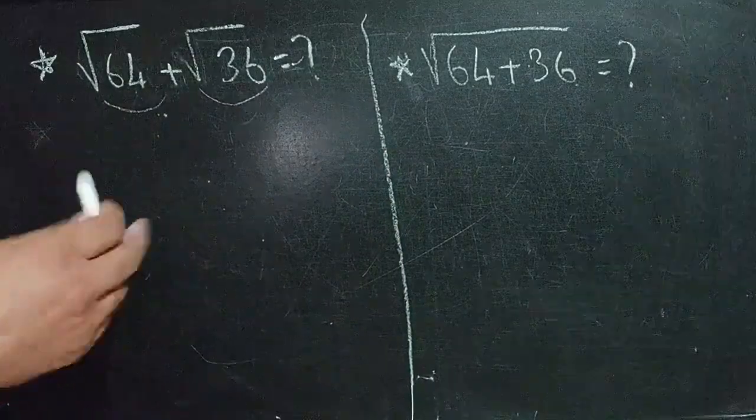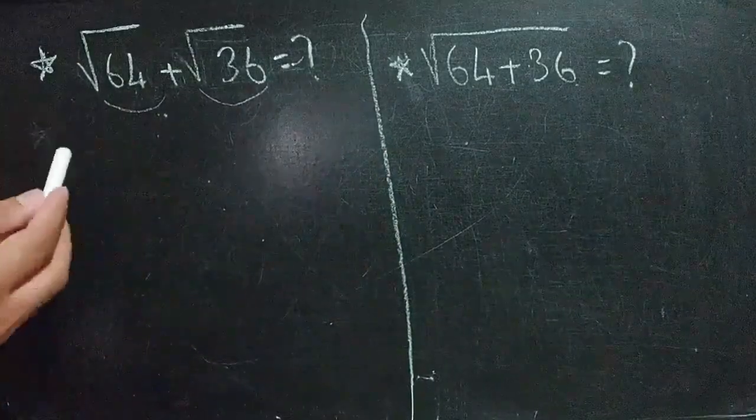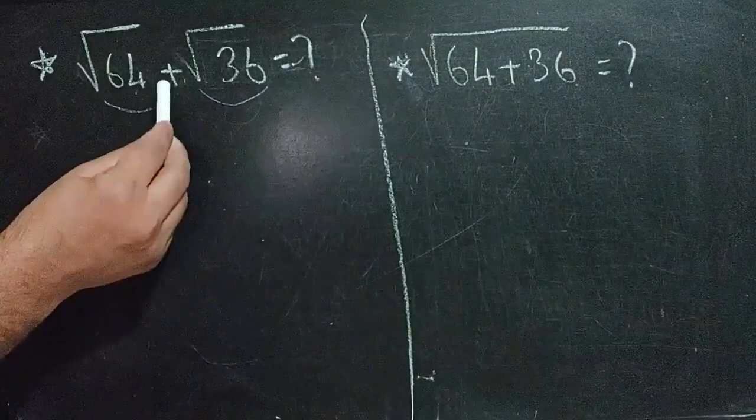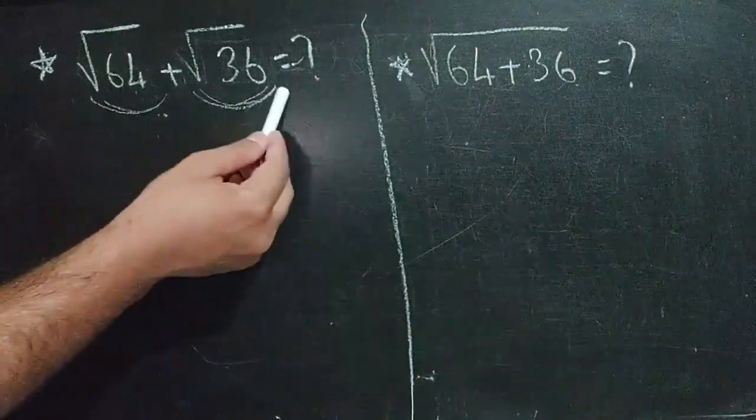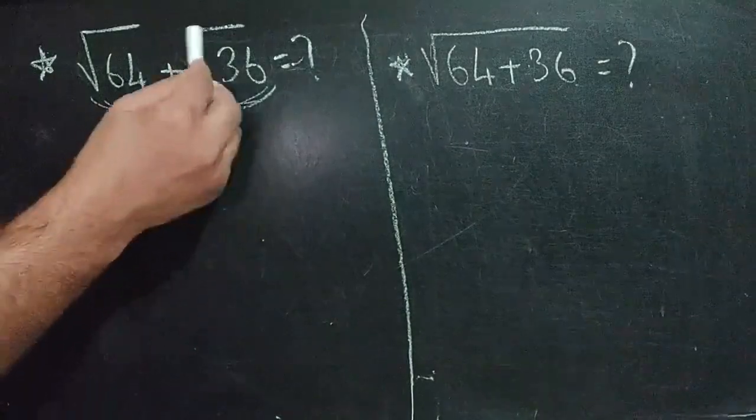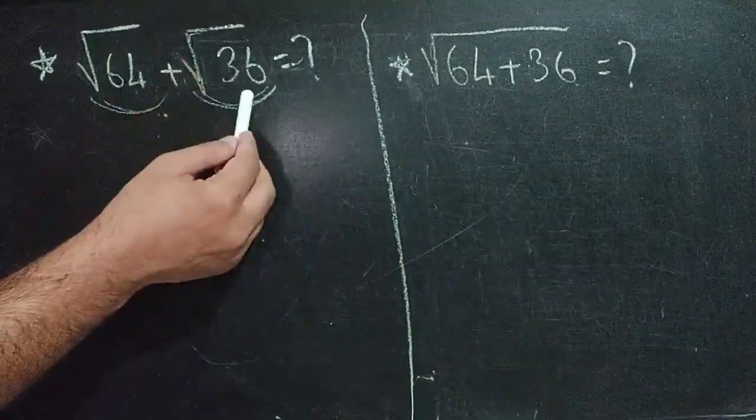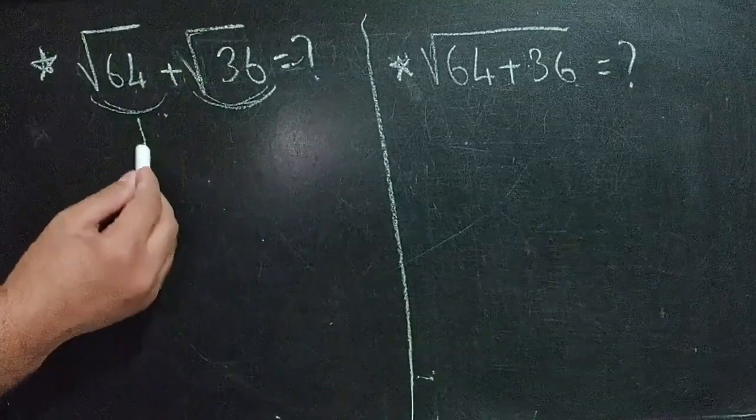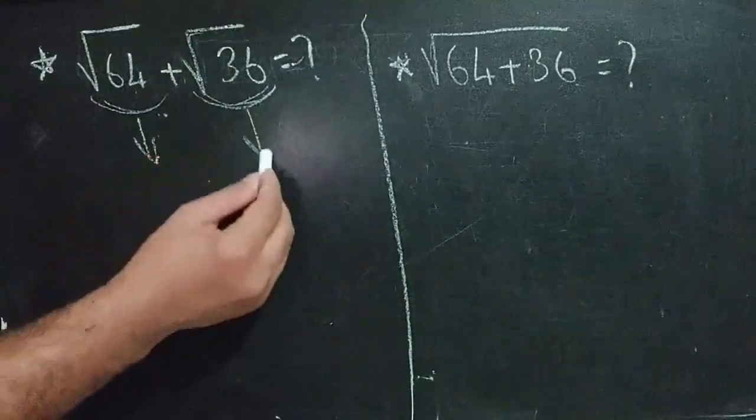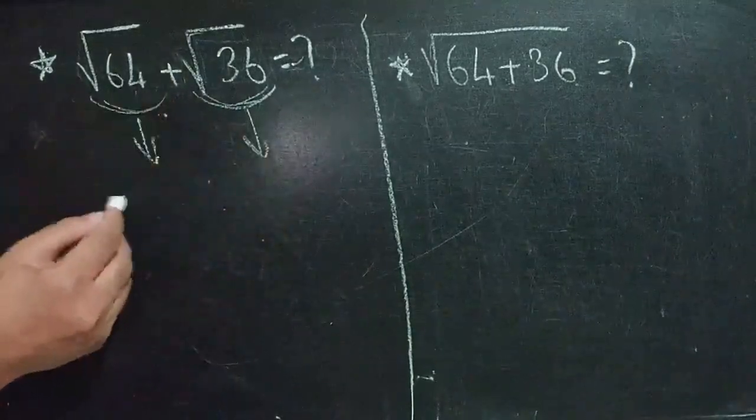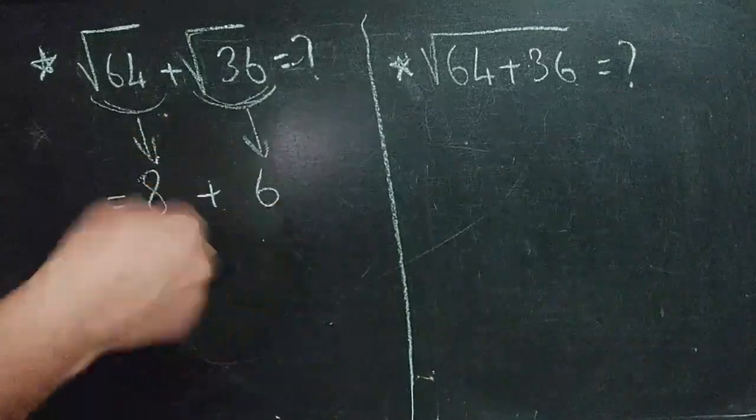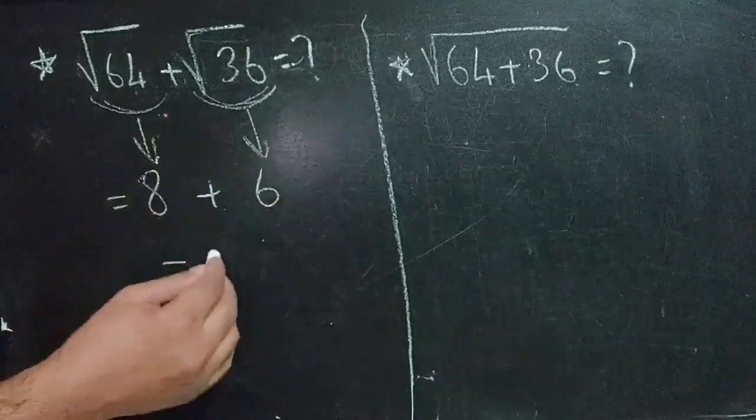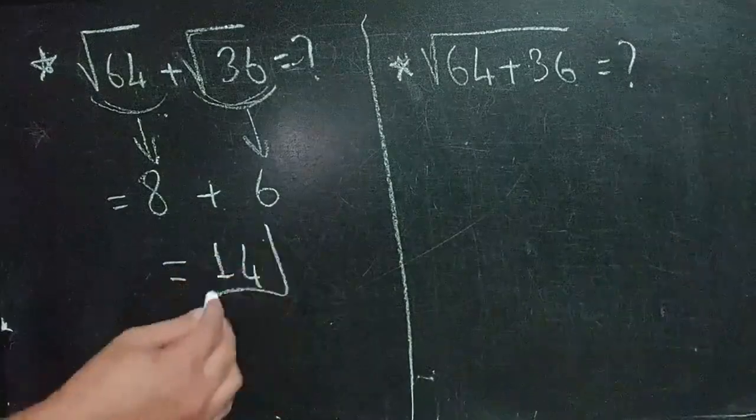Let's see which one is correct and which one is not correct. When you have different square roots, so the numbers are under different square roots, you take them out separately. That will be 8, that will be 6. Then you add them up, which is going to be 14.